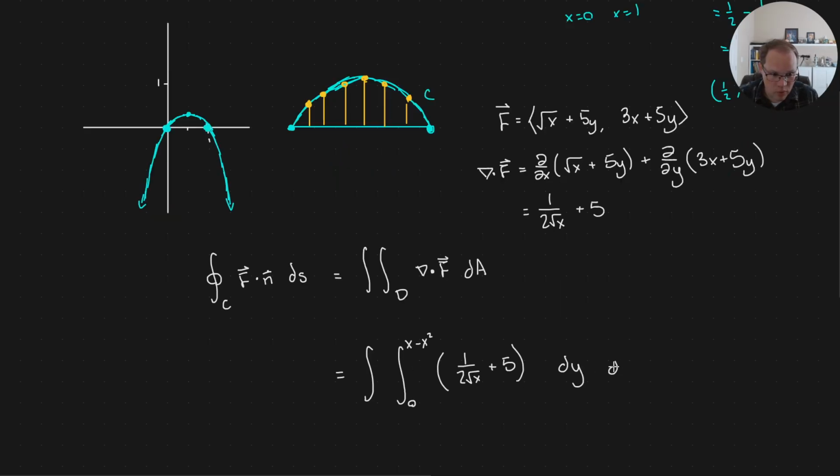Once I have y done, I can collapse that dimension and integrate with respect to the remaining variable x. And this goes from x equals 0 to x equals 1, my x-intercepts, which I already found, right? x equals 0, x equals 1. All right, so that's how you would set up a problem like this using the flux form of Green's theorem.